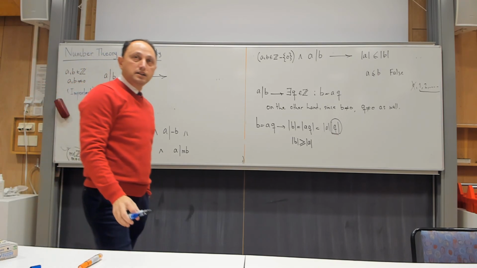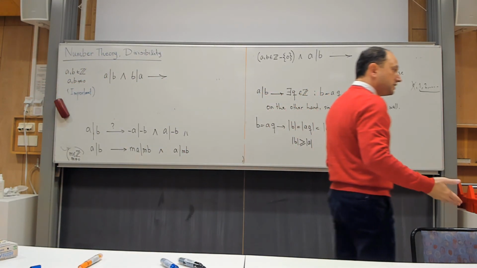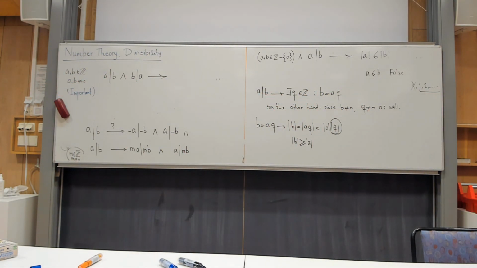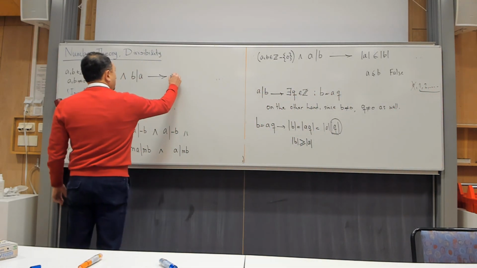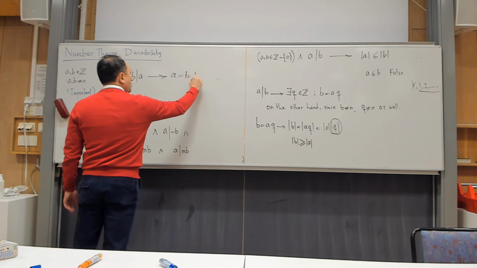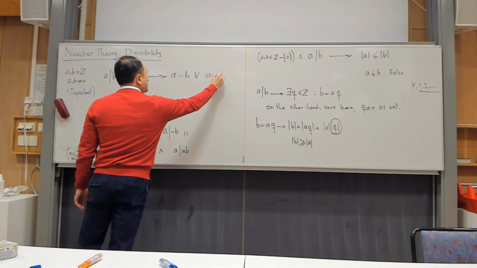Okay, so if I tell you that A divides B and simultaneously B divides A, what is the conclusion? Yes? They are either equal or the negative of each other. Yes, that is the consequence. It is extremely important to understand that A is equal to B or A is equal to minus B.